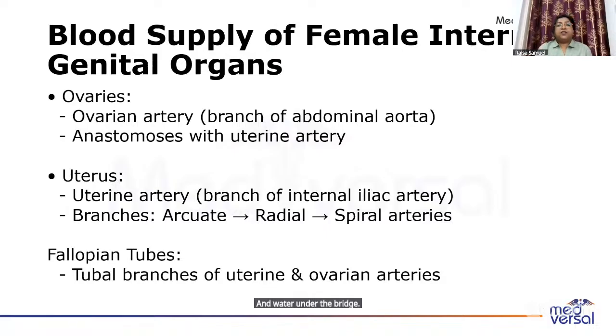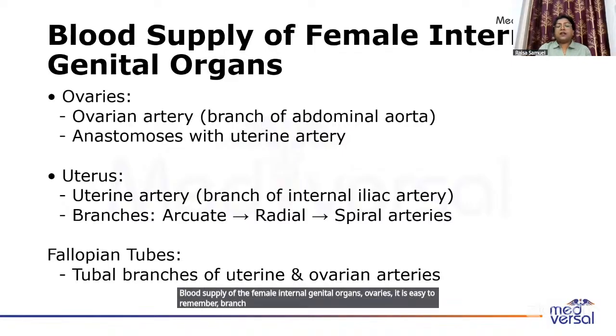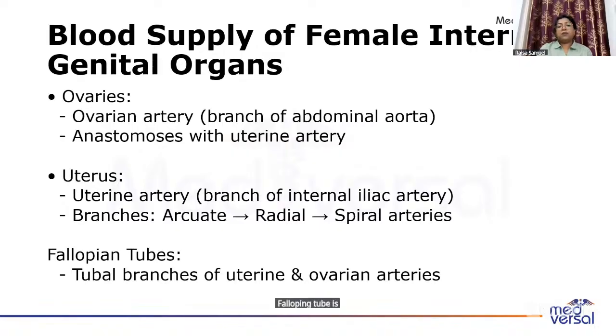Blood supply of the female internal genital organs. Ovaries, it is easy to remember, branch of abdominal aorta, ovarian artery, and they anastomose with uterine artery. Uterus is supplied by the uterine artery, which is a branch of the internal iliac artery, and uterine artery branches are arcuate, radial, and spiral arteries. Fallopian tube is supplied by the tubal branches of both uterine and ovarian arteries.